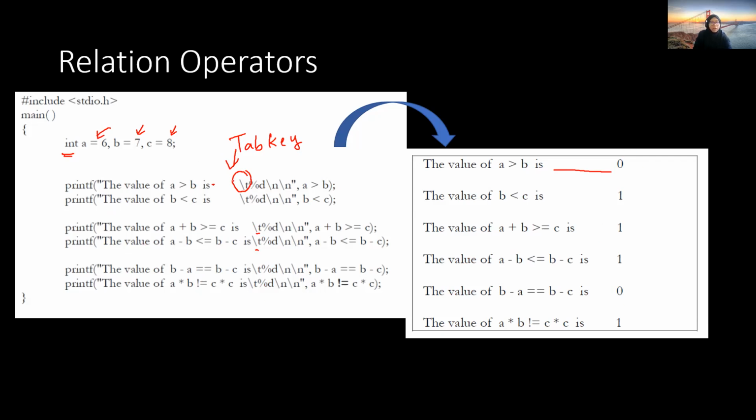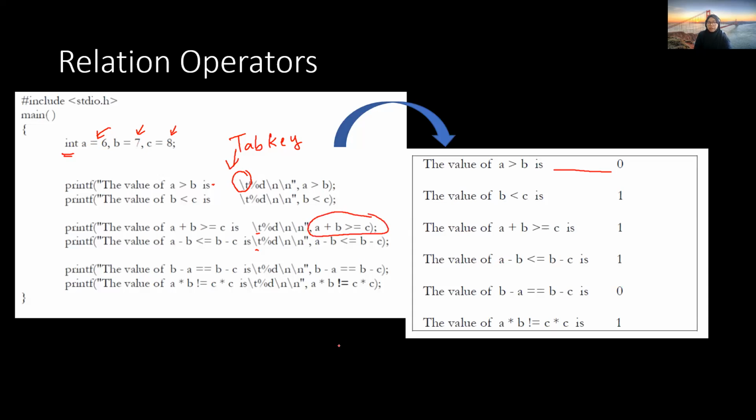Okay, now let's look at this one. A is bigger than B: 6 is bigger than 7, that is false. B is less than C: yes, 7 is less than 8. That's not a problem. Okay, now look at this one.